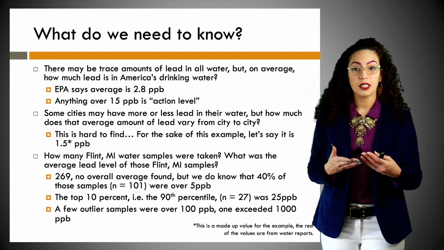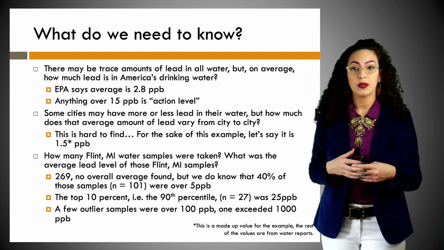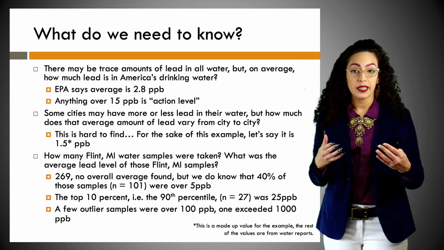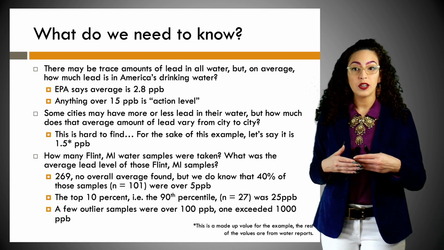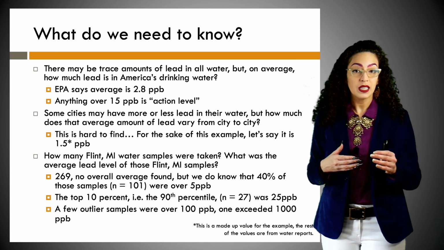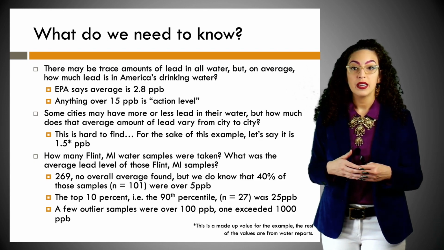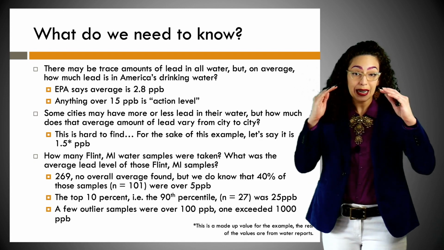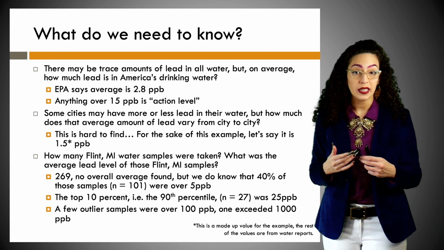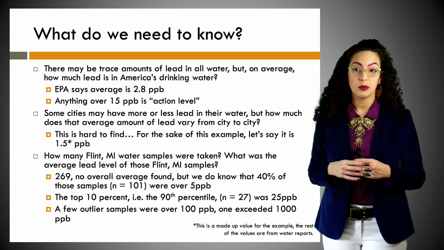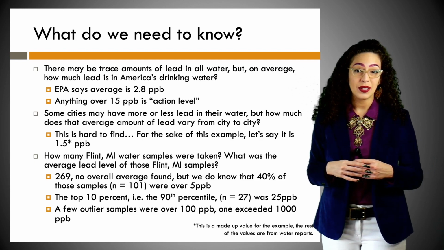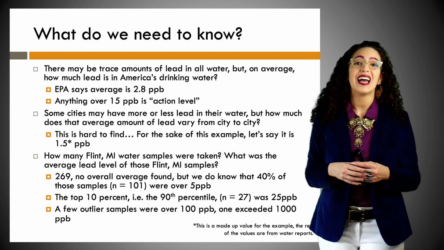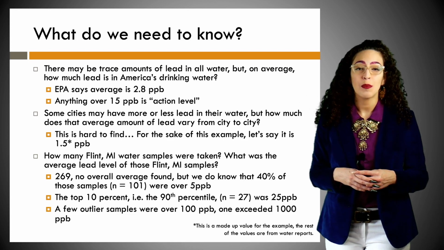So how many Flint, Michigan water samples were taken? In the particular report I found, there was 269. There was no overall average that they reported, but we do know that 40% of those samples, so about n equals 101, were over 5 parts per billion. The top 10%, so the 90th percentile of those samples, which was 27, was 25 parts per billion. And there were a few outliers that were over 100 parts per billion. One exceeded 1,000 parts per billion.